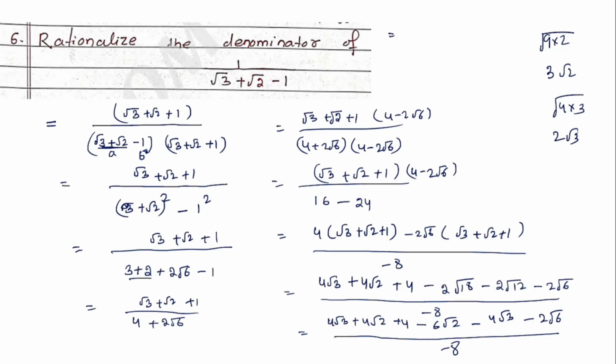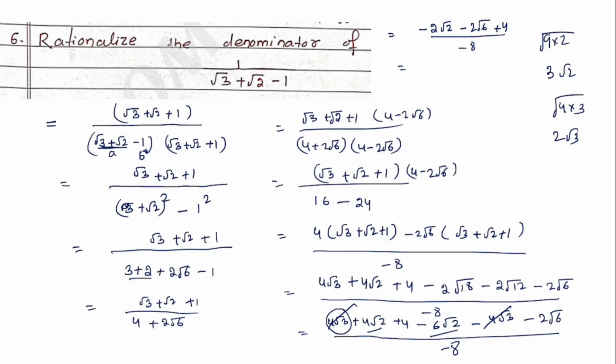Now we can write 4 root 3 and minus 4 root 3 cancel, and the remaining is 4 root 2 and minus 6 root 2, that is minus 2 root 2. Okay, now minus 2 root 6 and plus 4, by minus 8.